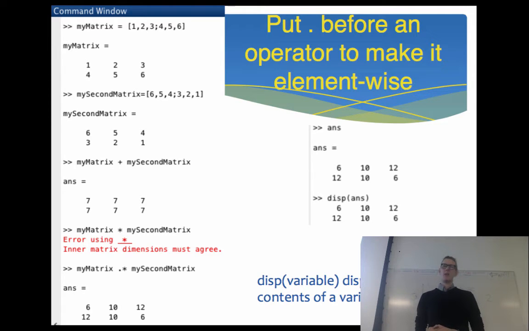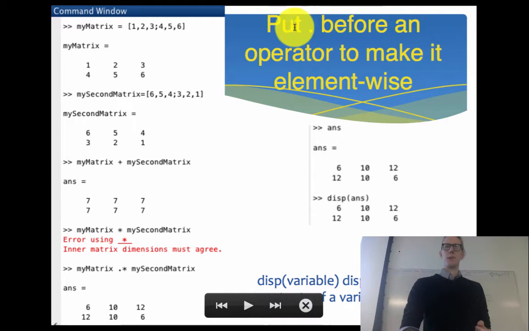But just be aware that when you try and multiply two matrices together in MATLAB, by default, it's going to try and do matrix multiplication on them. So if you actually want to multiply all the elements together, the first one multiplied by the first one of the other one, the second one multiplied by the second one of the other one, you need to tell MATLAB that you want to do that element-wise. And that's where you put this dot symbol before the multiplication.